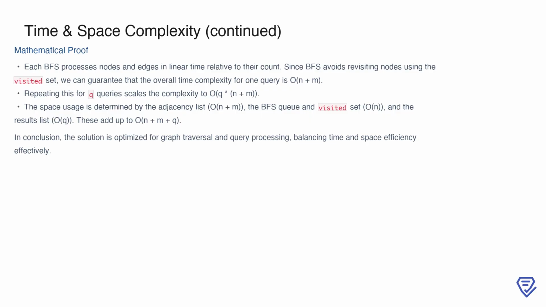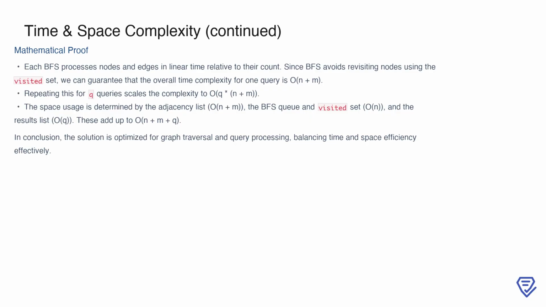On the space side, the adjacency list representation of the graph requires O(n + m), while the BFS queue and visited set contribute an additional O(n). The results list, which stores outputs for all queries, adds O(q) to the total.